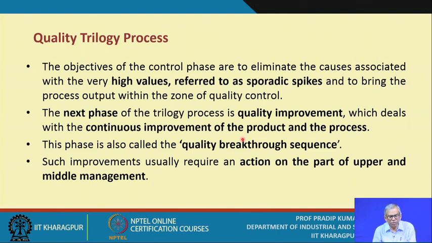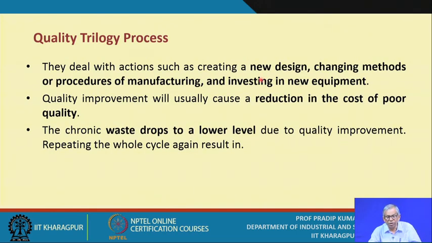So the next phase of the Trilogy process is quality improvement, which deals with the continuous improvement of the product and the process. This phase is also called the quality breakthrough sequence. Such improvements usually require action on the part of the upper and middle management. So what you need to do is go for a new design, changing methods or procedures of manufacturing, and investment in new equipment.